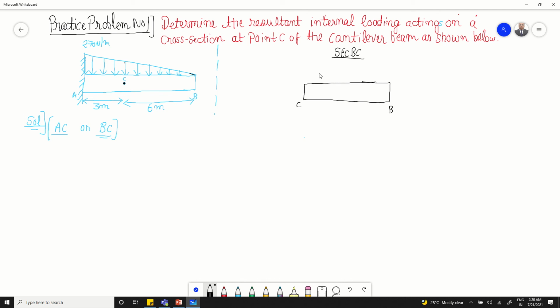So let us assume at point C, the intensity of the load acting from C to B is W Newton per meter. We will take equal proportions and then try to estimate the value of this W. So let us assume the intensity of loading at C, intensity of loading at section BC. This is 6 meters.